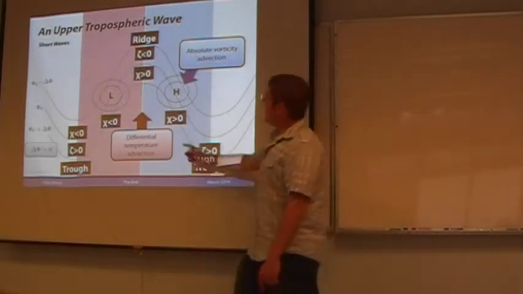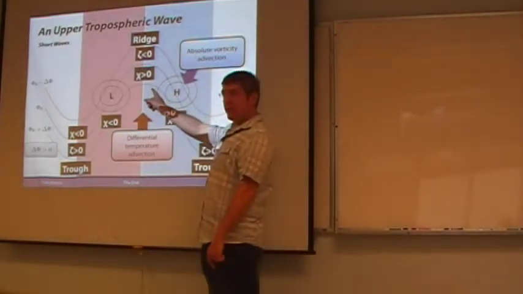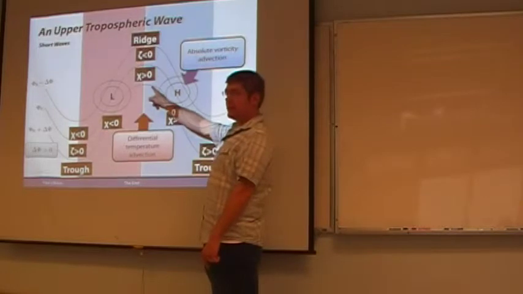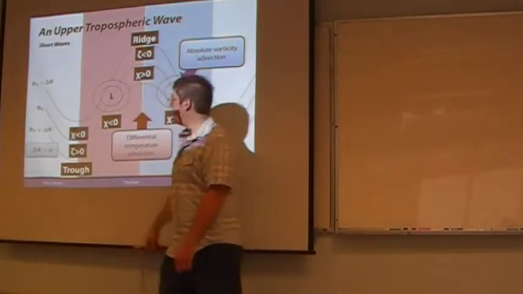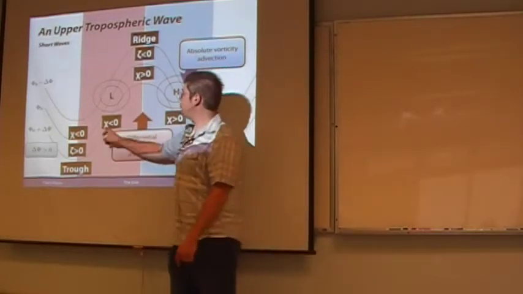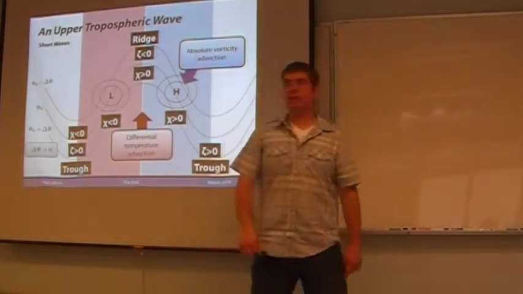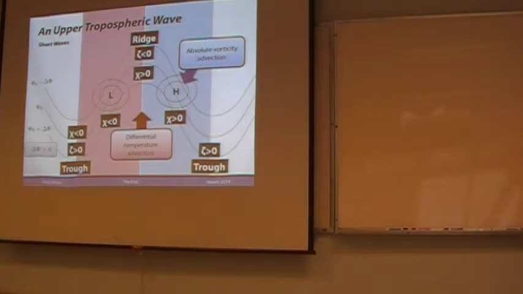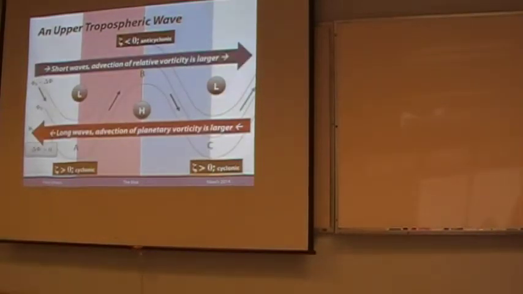Geopotential tendency. Intensification of the baroclinic instability leads to positive geopotential tendency at the ridge, negative geopotential tendency at the trough, and propagation of the wave leads to negative geopotential tendency here and positive geopotential tendency here. So short waves move to the right, long waves move to the left.